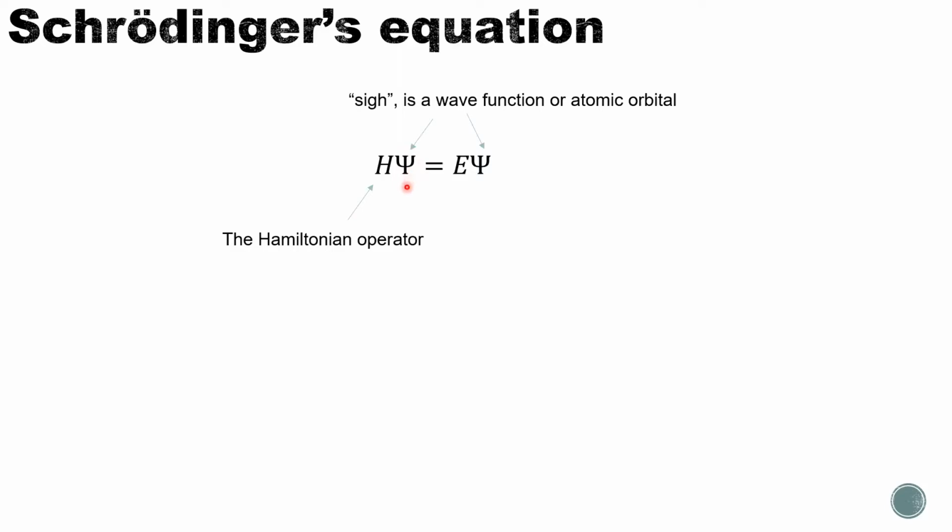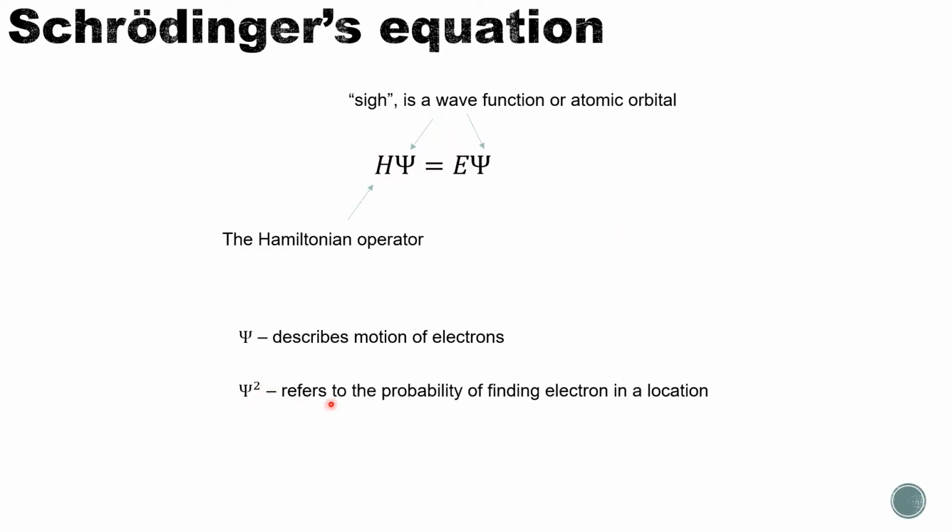So Hamiltonian times psi, where psi is a Greek letter that refers to a wave function or an atomic orbital, includes all the information of the atomic orbital. Hamiltonian times psi equals energy times psi. Psi itself describes the motion of electrons, but psi squared refers to the probability of finding the electron in a location, or electron densities, in other words. Don't ask me why. That's beyond the scope of General Chemistry 1.